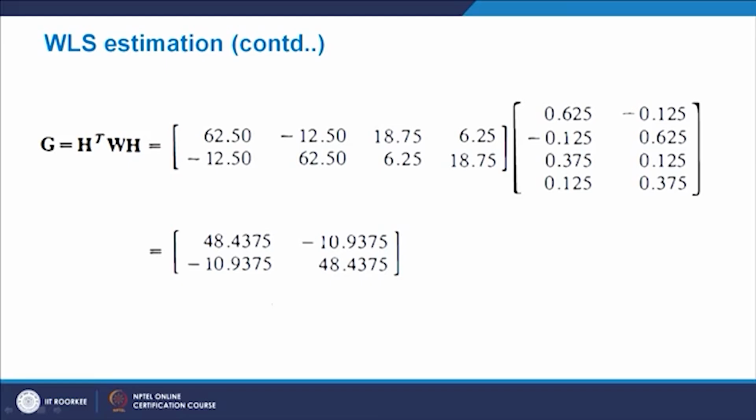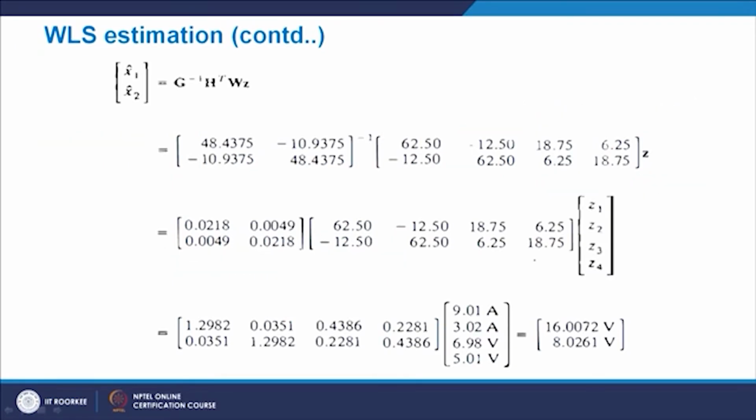How do I prove that this G matrix is symmetric? We can show it very easily: G is equal to H transpose W H, and if I take its transpose, we ultimately get back the same thing. So, G is indeed a symmetric matrix.